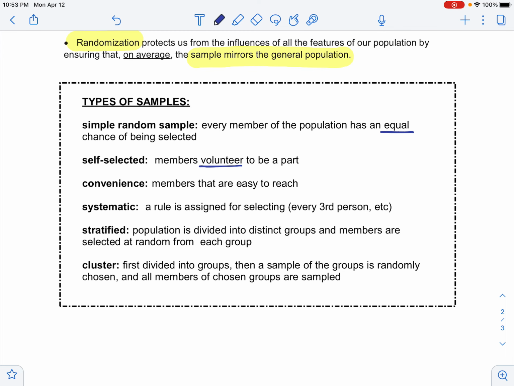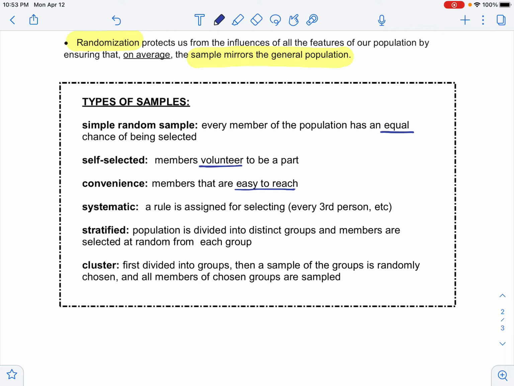Another sampling method is convenience. In a convenience sample, you are selecting members that are easy to reach. So if I start to think about a study maybe at Dacula High School, my population is all students at Dacula High School.